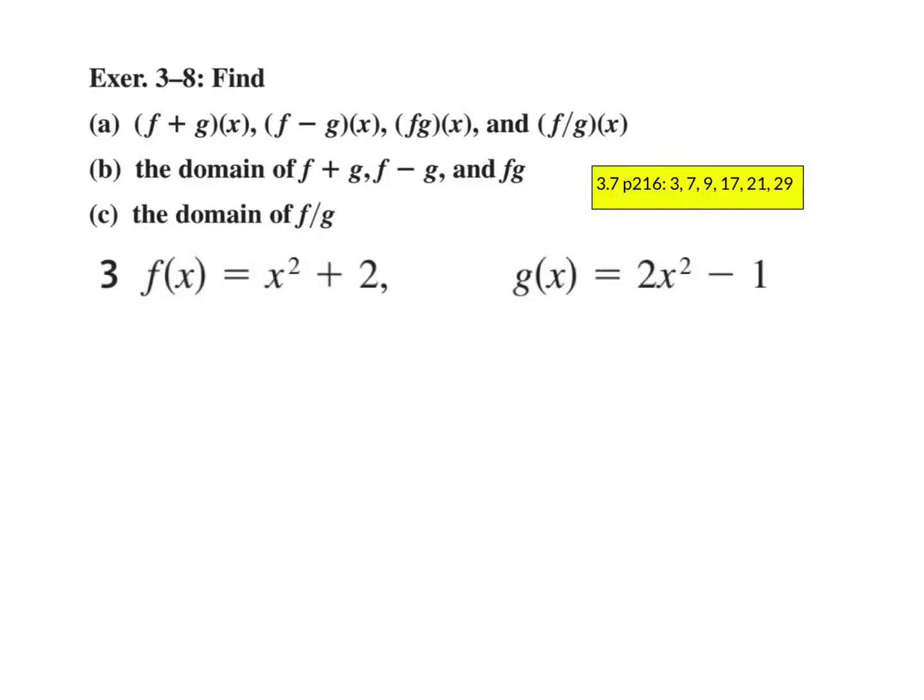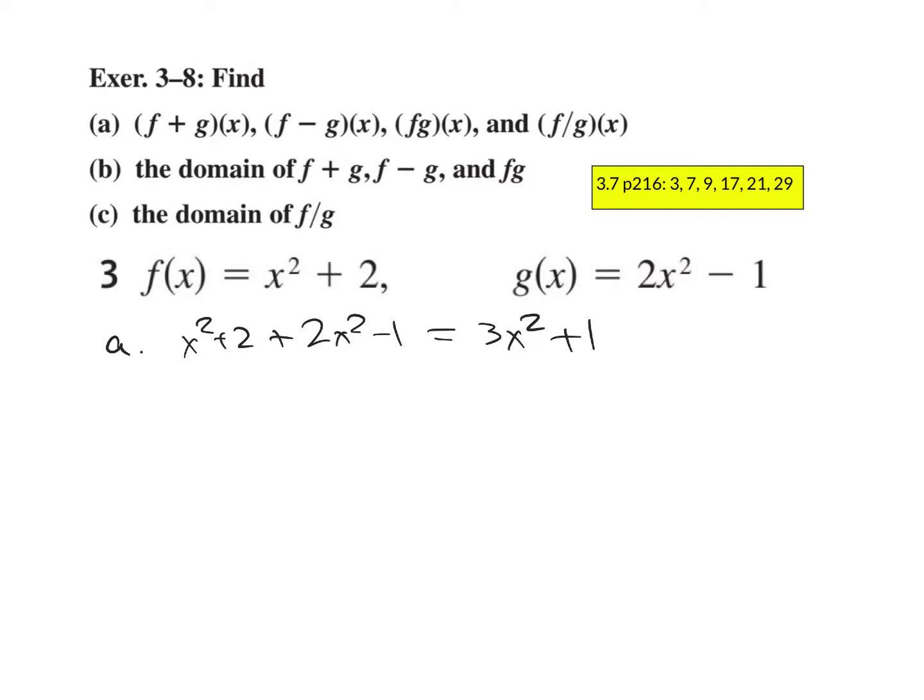Okay, part A is f plus g of x. So that just means you're adding the two together. So you have x squared plus 2 plus 2x squared minus 1. So that equals 3x squared, and 2 minus 1 is 1.